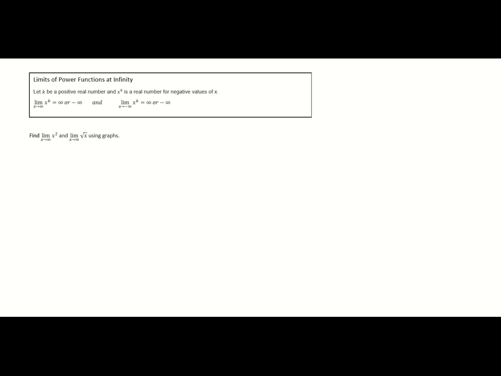Now the question becomes, how do I know if it's positive infinity or negative infinity? So I have two examples here, and I want to find the limits of these two graphs visually. I picked two very basic graphs: x² and the square root of x. So x² is the parabola that opens up like this. I'll do a rough sketch. It's important to remember that x² is a polynomial, so it has domain all real numbers. You can put in any x and square it.